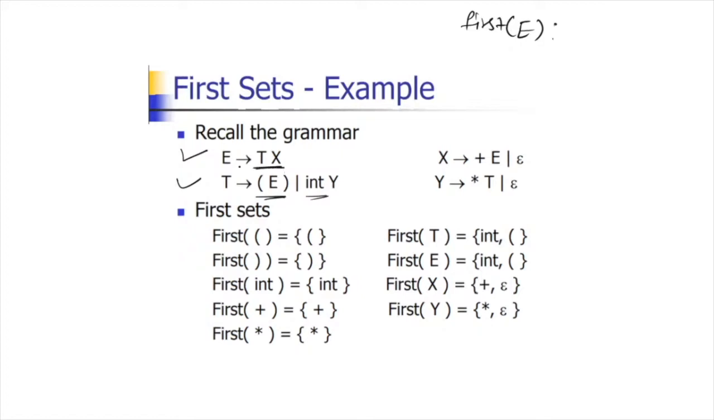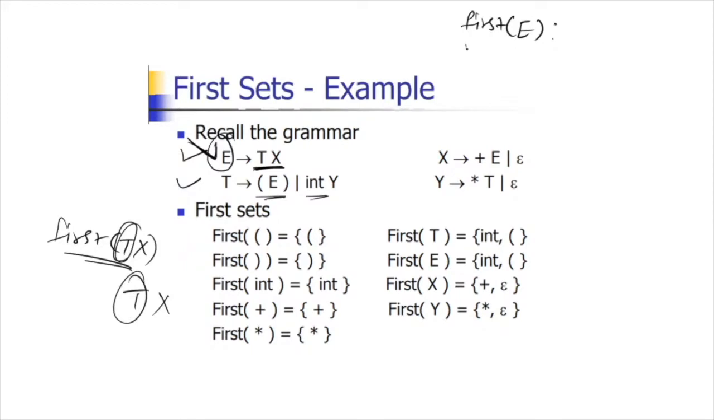So first of E: whenever you are finding first of any non-terminal, go to that non-terminal, basically go to the left hand side where that non-terminal is. You can see this E is here, so just go here. Now stay here and check what is the first of the right hand side, TX. First of TX will basically mean first of T, because after T you have X, so first of TX will be first of T.